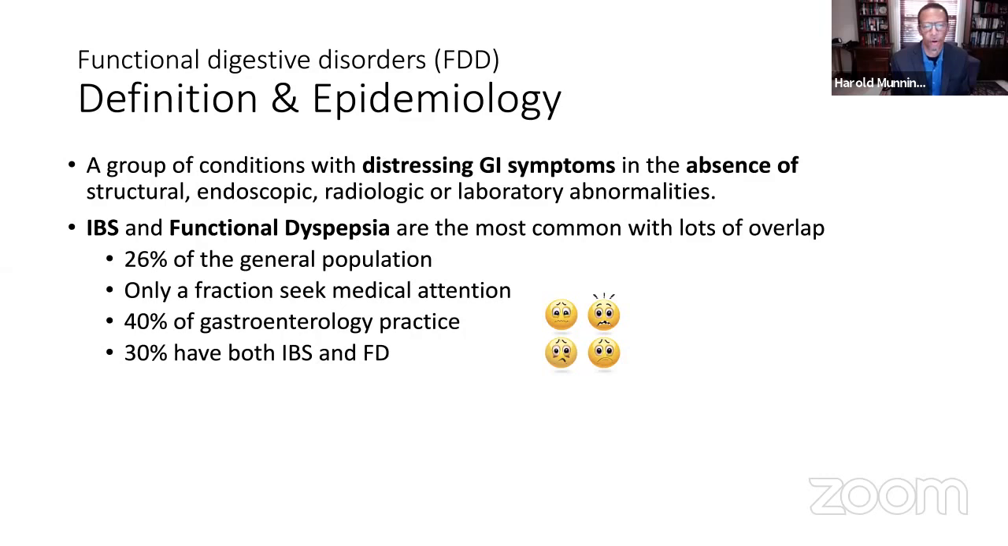And there are a number of functional digestive disorders. The top two are irritable bowel syndrome and functional dyspepsia. And there's lots of overlap. We know that 30% of patients have both irritable bowel syndrome and functional dyspepsia, but they're very common.